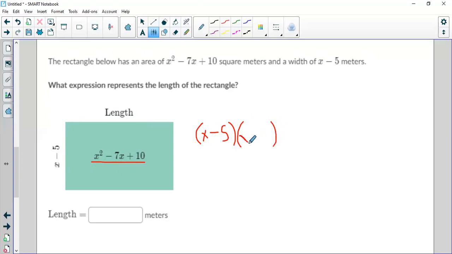Well, you know I gotta have an x. And I need something here. I need a sign and a number. Well, if I have to make positive 10, and this is negative 5 and multiplies, well, this has to be another negative to make that positive, and it's got to be a 2. And that works out because, look, the outers give me negative 2x, the inners give me negative 5x, that gives me negative 7x when I combine. So if the width is x minus 5, the length is x minus 2.